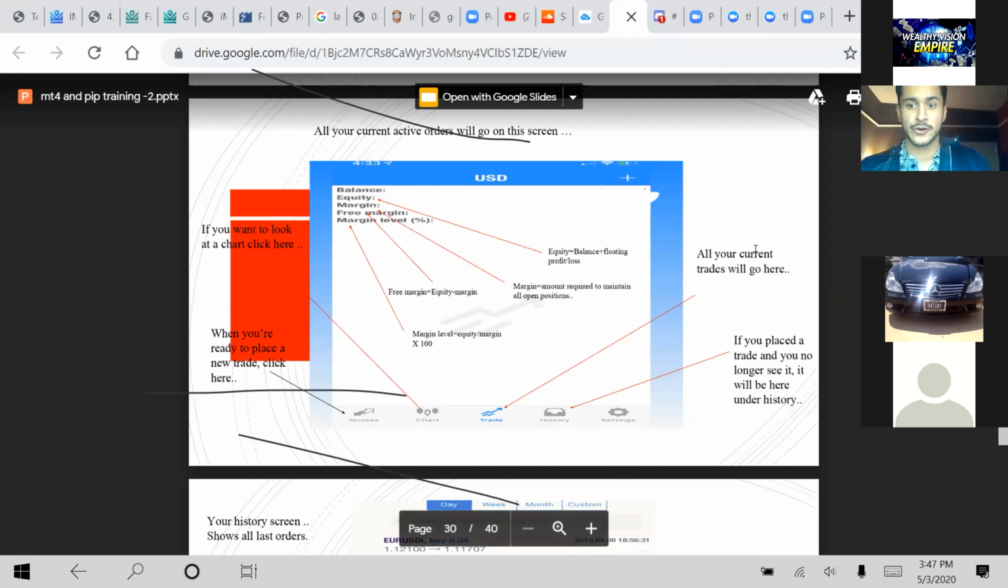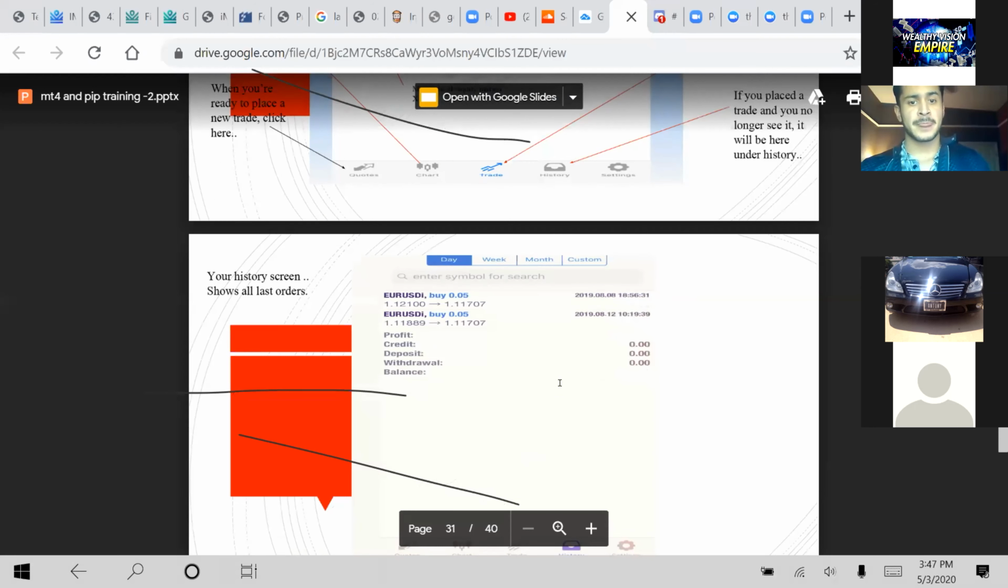And then all your current trades will go here. If you place a trade and you no longer see it, chances are it either pulled you out for a good reason or pulled you out for a bad reason, right? So hopefully it's always a good reason. You'll see that it's green when it's close to your take profit, and if it's close to your stop loss, that currency pair on the side will turn red. That's when you think, okay, I should be watching this to see what's going on. And like I said, you can look at your history here from days, weeks, months, which you'll see right over here.